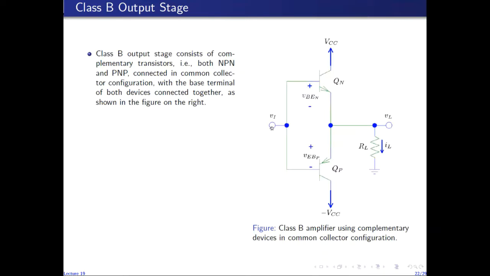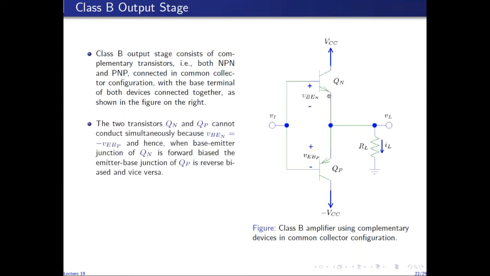That is, the input is applied to the base of the two transistors, and the output is taken from the emitter of the two transistors. So QN receives input at the base and output is taken from the emitter of QN, and QP as well is excited at the base, and the output is taken from its emitter. So both of these transistors are connected in a common collector configuration.